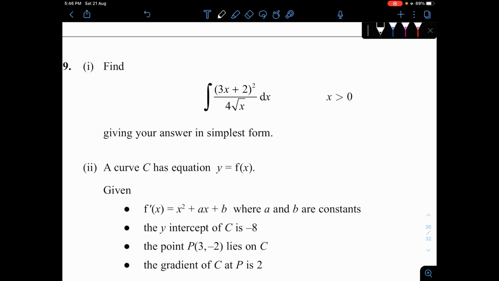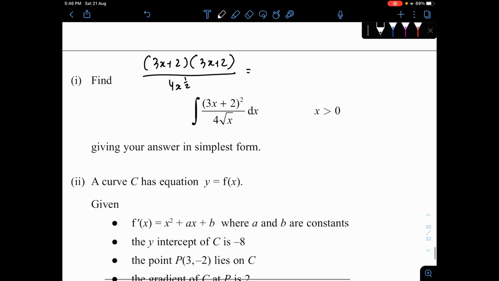So let's just simplify instead. That will be 3x plus 2 times 3x plus 2, over 4x to the power half. So let's now simplify this. This will be 9x squared plus 6x plus 6x. So that's what we're doing: we're multiplying the brackets.